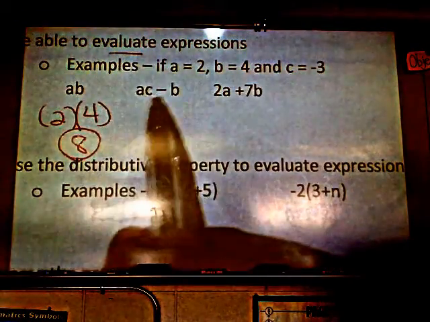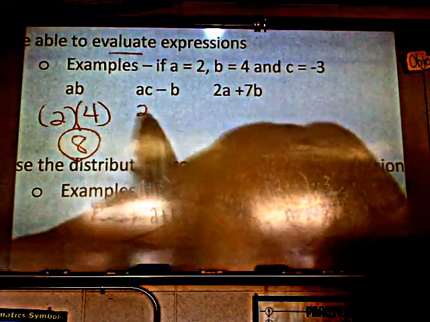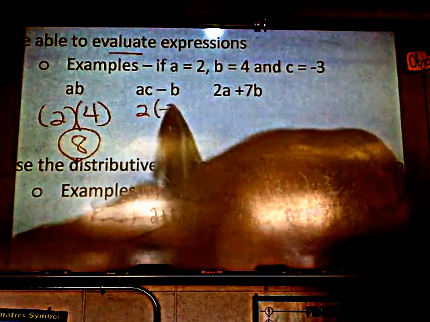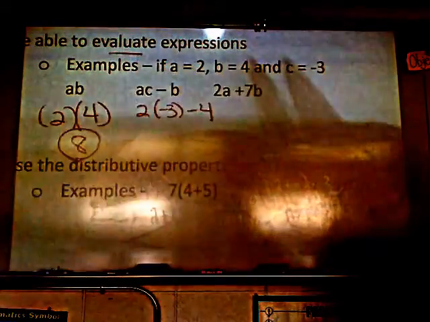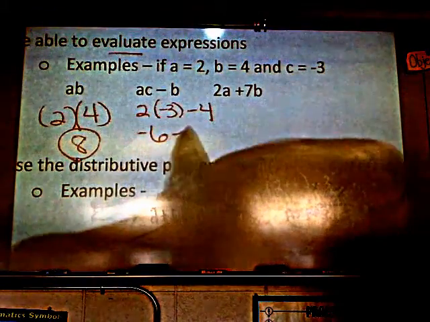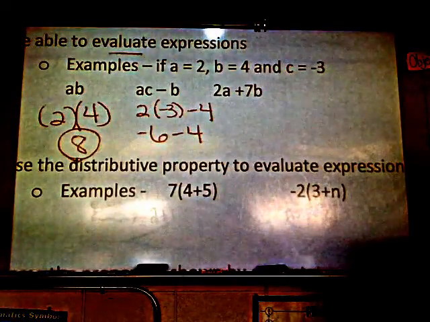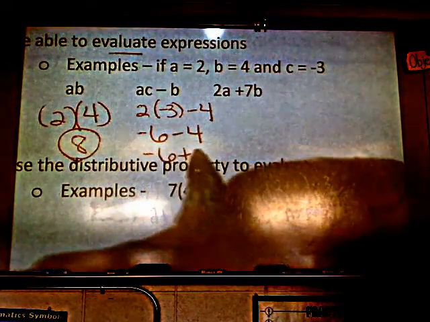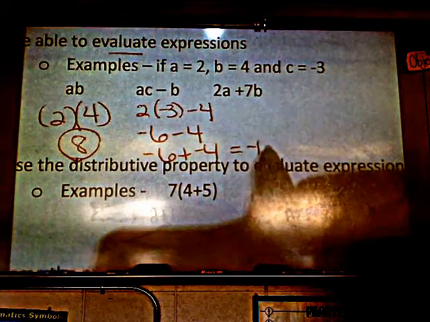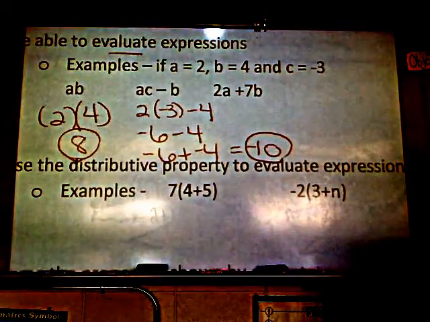Next one is AC minus B. So I've got 2 times negative 3, and then minus 4. Well, 2 times negative 3 is negative 6, minus 4. Some of us may change that to adding the opposite, so negative 6 plus negative 4, which gives me negative 10 when I solve it.